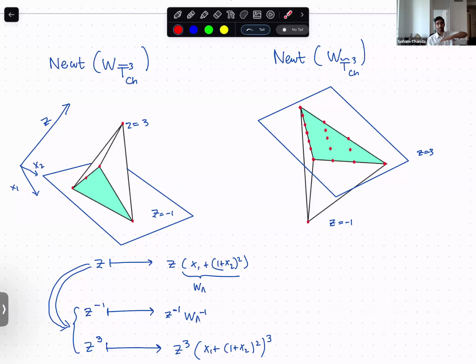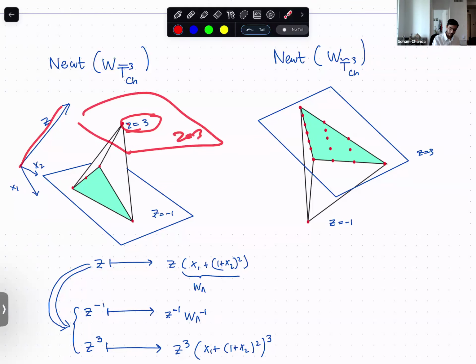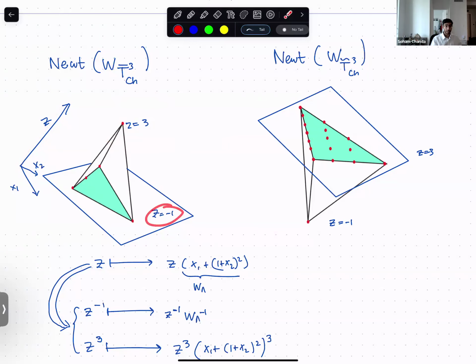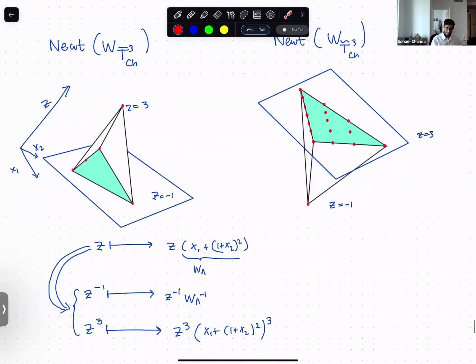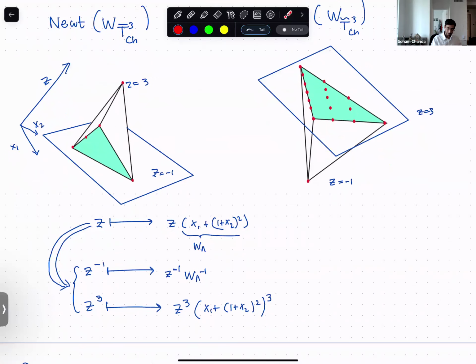The base of the triangle has exactly 4 integer points, and the vertex of this tetrahedron has 1 point. And I also know important things like the z coordinate for the vertex is z equal to 3, so it's lying in the z equal to 3 plane, and the base of the triangle is lying in the z equal to minus 1 plane. Now let's see what happens to z equal to minus 1 under this transformation.